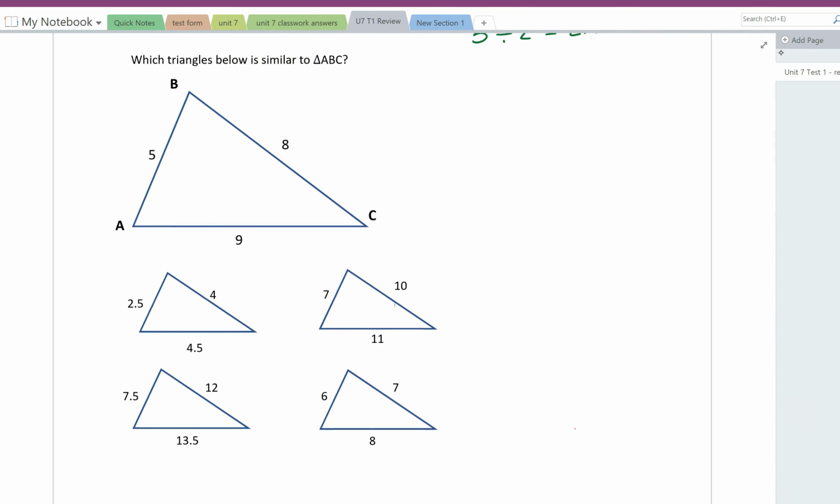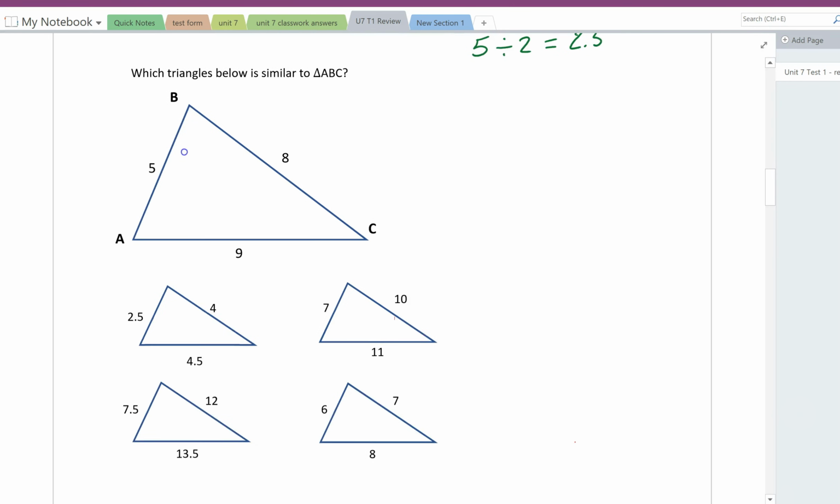All right, next problem. I have triangle ABC here, and then I have 4 smaller triangles underneath of it, and my job is to figure out which, if any of those 4, are similar to triangle ABC. Since the only information I have concerns the sides of the triangles, I have to see if corresponding sides have the same ratio, right? So I'm going to compare ABC to each of these 4. I want to see if the corresponding sides have the same ratio for all three pairs.